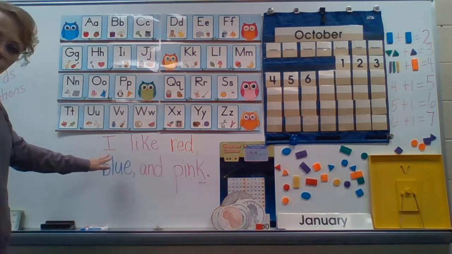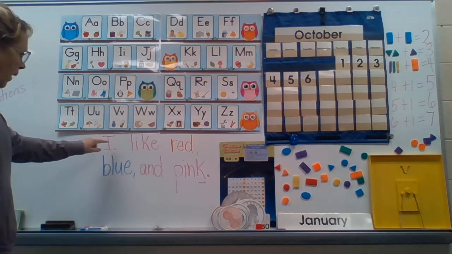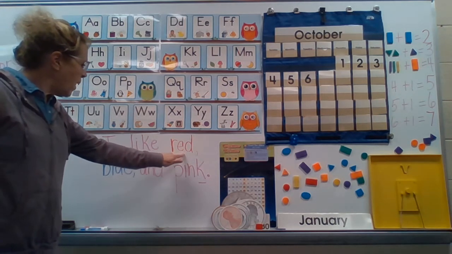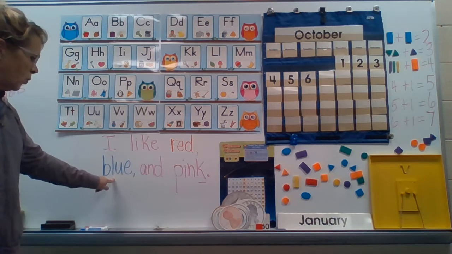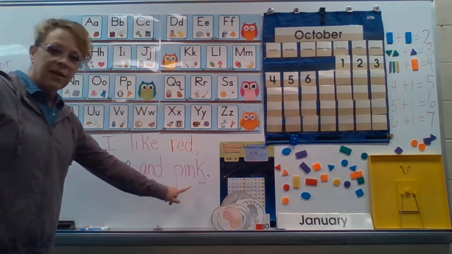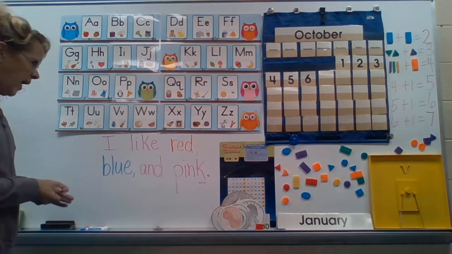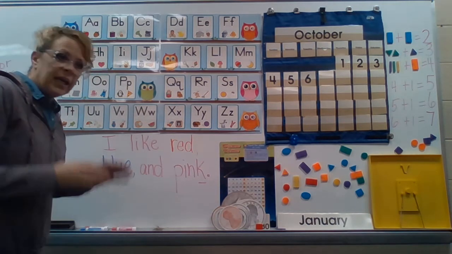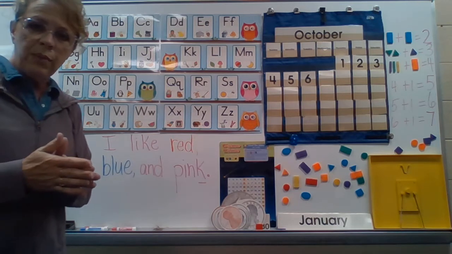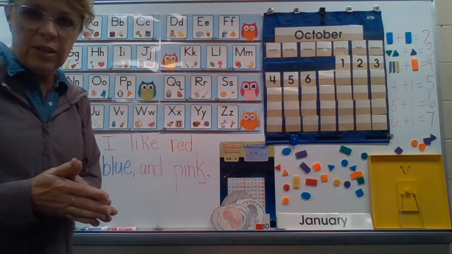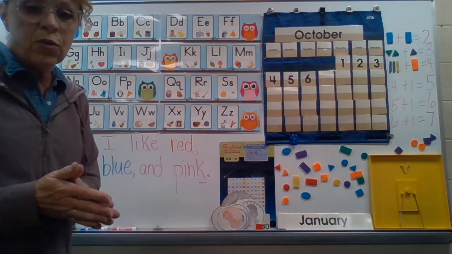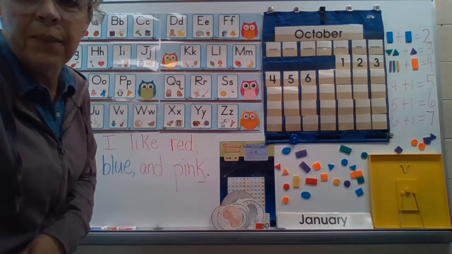Okay, let's see if we can read it together. I like red, blue, and pink. So today, look at your name tag and look at those color words and see if maybe you could practice writing those color words today, because you'll need to start learning to recognize them so you can read them.